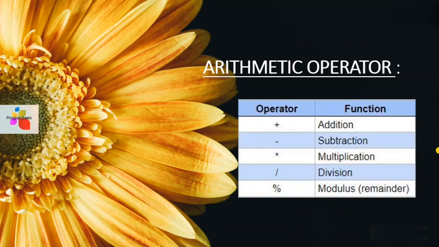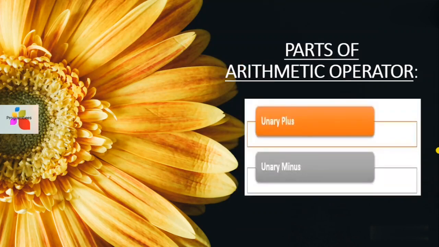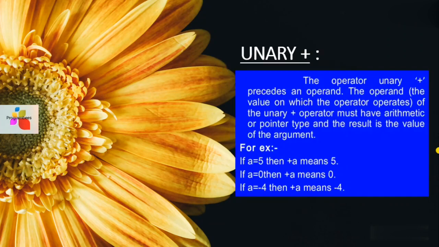There are 2 more arithmetic operators which work with a single operand, that is a single variable value: the unary plus and unary minus. Suppose a is the operand, so we can put plus a as the unary plus and minus a as the unary minus. Unary plus means if the value of a is 5, then plus a means 5. If the value of a is minus 5, then plus a means minus 5. In this way the unary plus operator works.